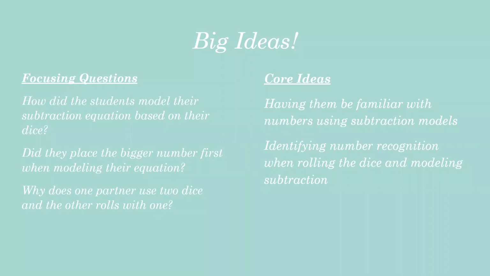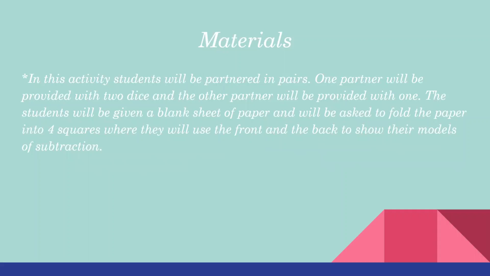So the big ideas I want to focus on. The questions I have are: how did the students model their subtraction equation based on their dice? Did they place the bigger number first when modeling their equation? And why does one partner use 2 dice and the other rolls with 1? And then the core ideas are having them be familiar with numbers using subtraction models, and identifying number recognition when rolling their dice and modeling subtraction. So those are my core and main focusing questions.